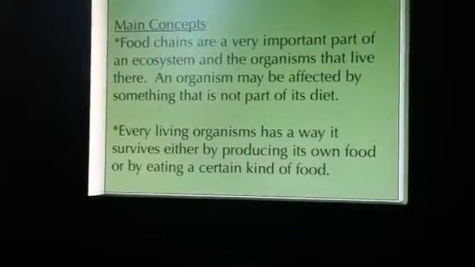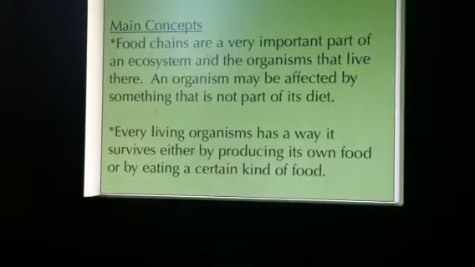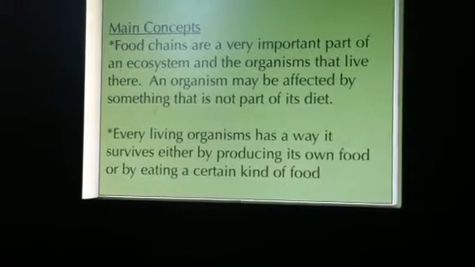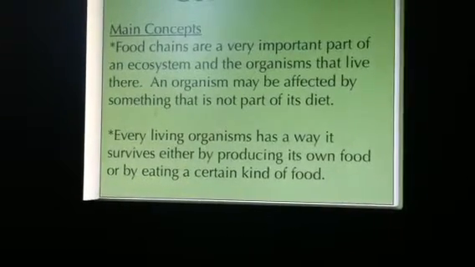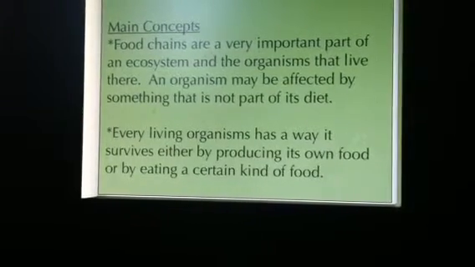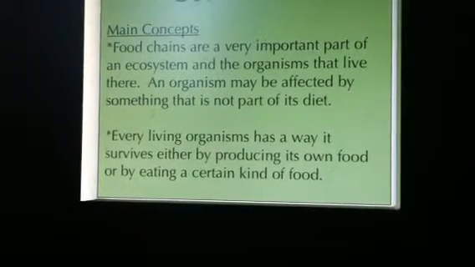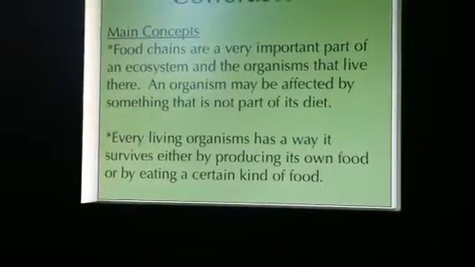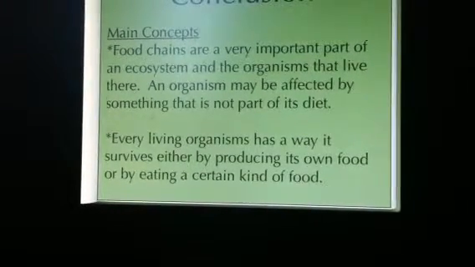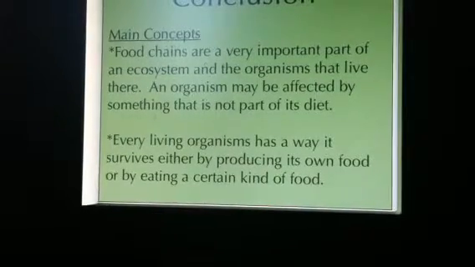So in conclusion today, our main concepts are that food chains are an important part of an ecosystem, and that an organism may be affected by something that is not a part of it, its diet. For instance, the owl can get affected by the strawberry plant if something happens to that. Another concept is that every living organism has a way it survives, either by producing its own food or by eating a certain kind of food.